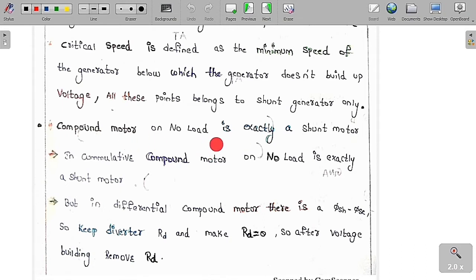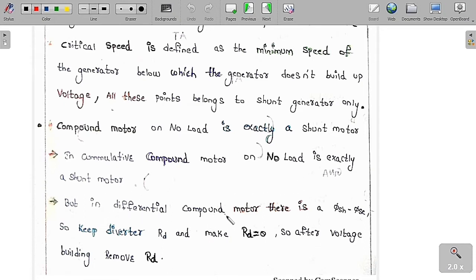So a compound motor on no load is exactly a shunt motor, as I have already told you. Here ISC is equal to 0, so phi SC is equal to 0. Therefore the net flux is equal to the shunt flux, so it acts like a shunt motor at no load. In a cumulative compound motor on no load, it is exactly a shunt motor.